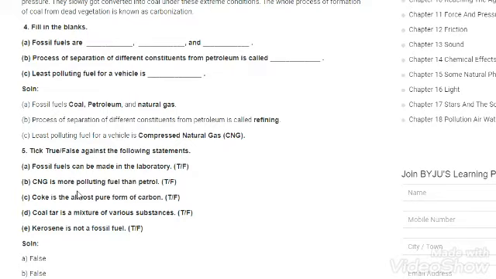Then fourth one, coal tar is a mixture of various substances. Right? Yes, coal tar is a mixture of about 200 substances. Then, kerosene is not a fossil fuel. Kerosene is a fossil fuel. Okay, this is false.